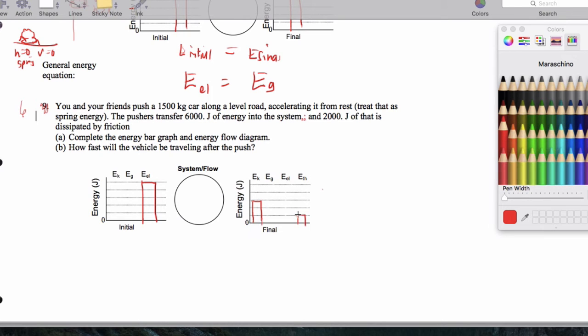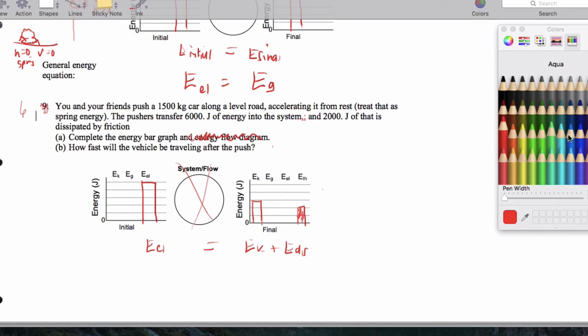So keeping this in mind, we'll set up our equation as E elastic equals E kinetic plus E dissipated. And we want to know the speed of the car. So let's be kind of clear here. We may not need to use all of the equations that we have. We want to know the speed. And we're just going to do the bar graphs. We won't do energy flow diagrams, so none of this is needed.